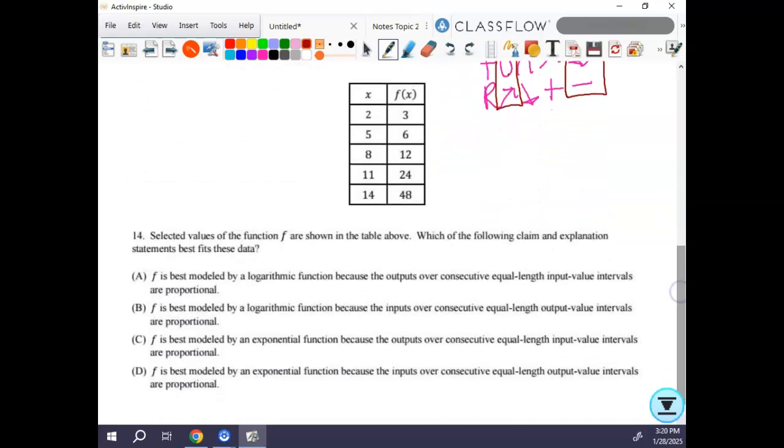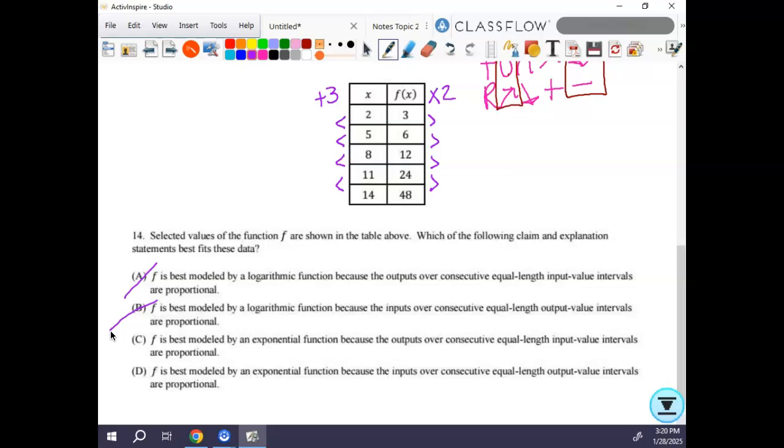All right, 14. Select the values of F, which of the following claims. Okay, so I'm going to read through my answer choices to see where I'm trying to go. Basically, it's asking me if it's logarithmic or exponential. Okay, so when I look here, it looks like I am adding 3 each time. Looks like here I am multiplying by 2. Since I'm multiplying my outputs, that is exponential. So I know I can eliminate A and B.